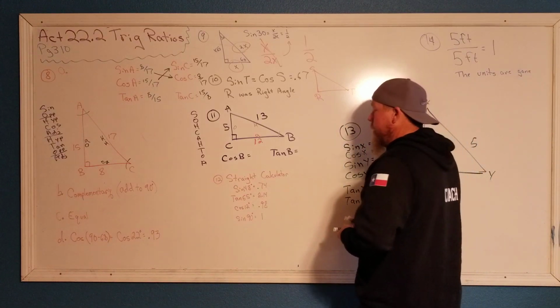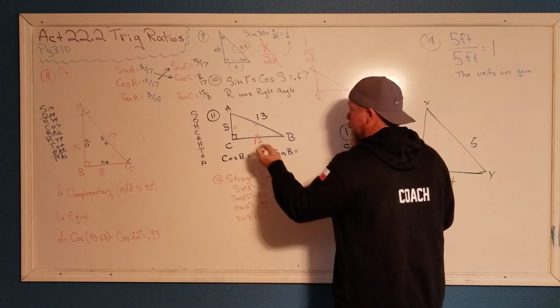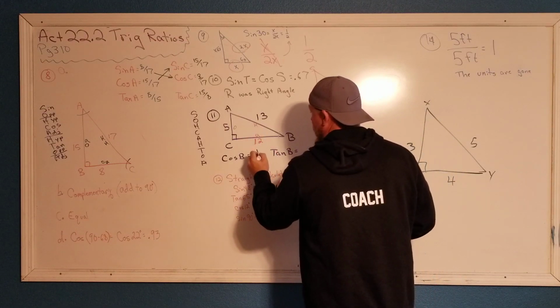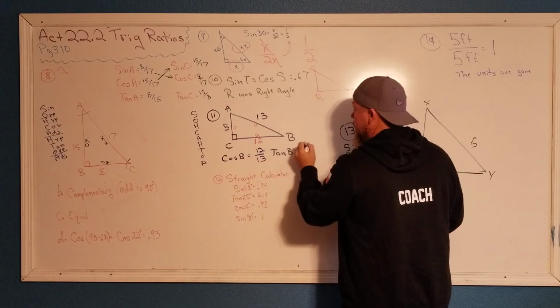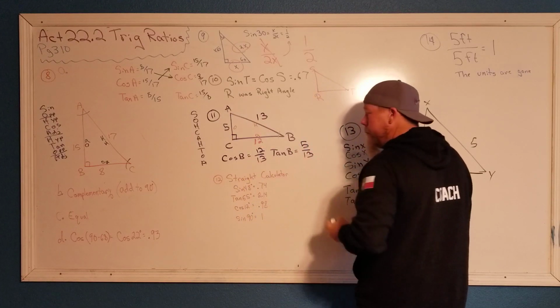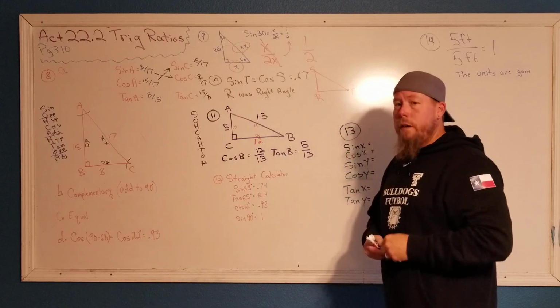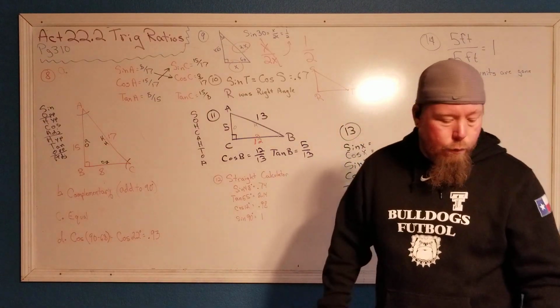So cosine of b, just as a reminder, is adjacent over hypotenuse, so 12 over 13. And tangent of b is opposite over adjacent, so 5 over 13. All right, number 12. Number 12 is a straight calculator problem. I got nothing for you there.